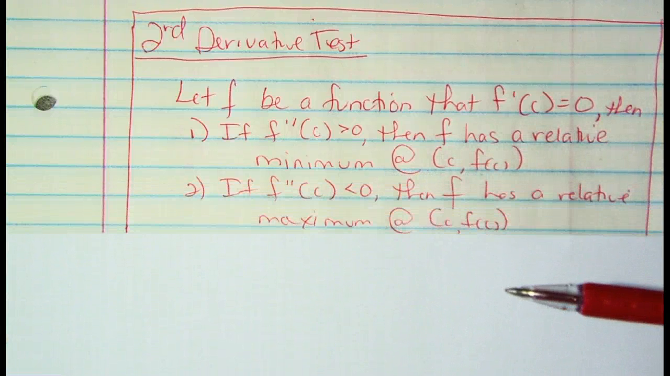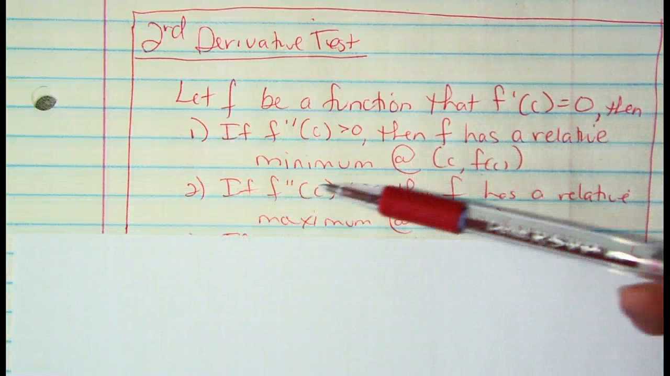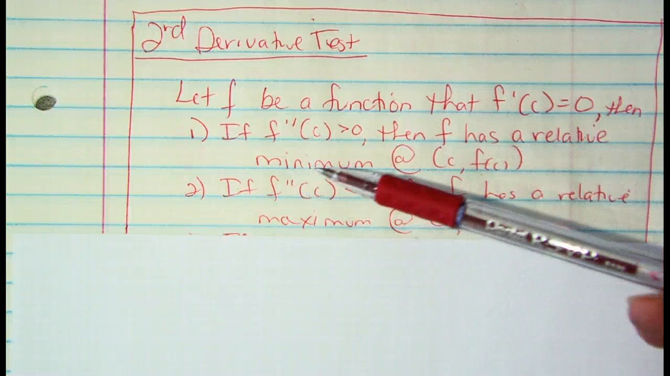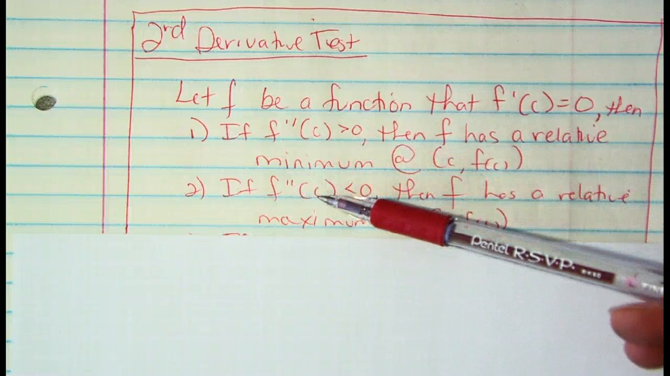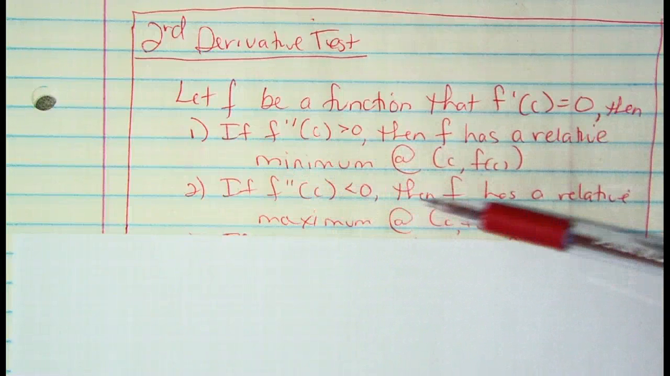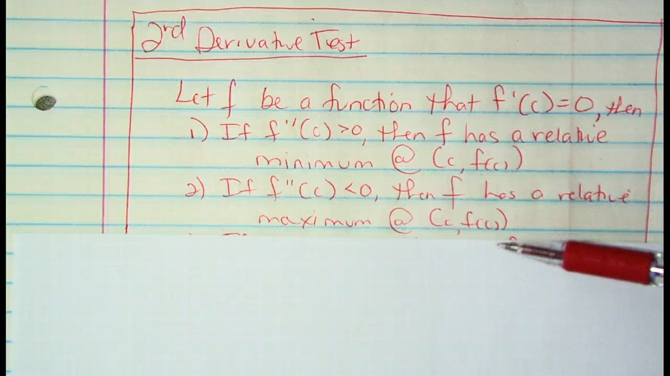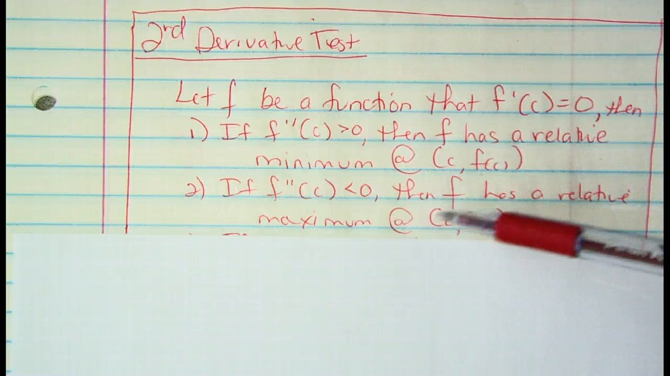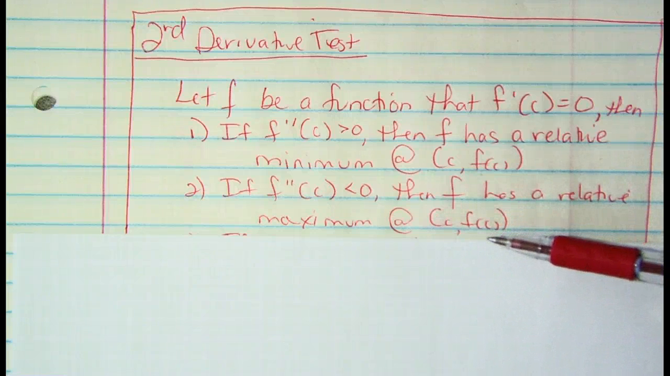Or if after taking the second derivative and I evaluate it at that c, that output is negative or less than 0, then f has a relative maximum at that point on my original function.